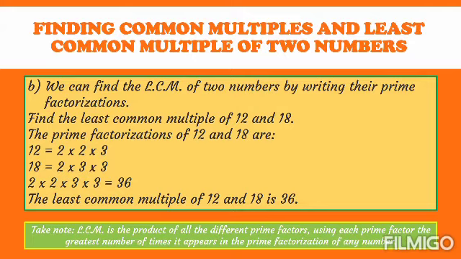So class, take note, listen properly. Now look at here. The LCM, or least common multiple, is the product of all the different prime factors, using each prime factor the greatest number of times it appears in the prime factorization of any number.